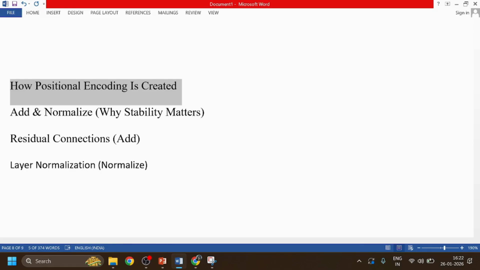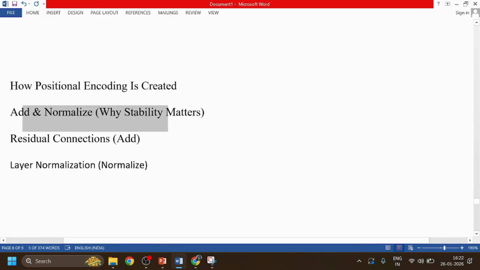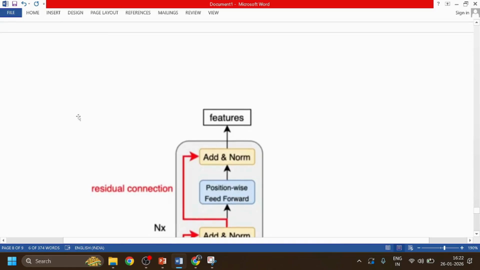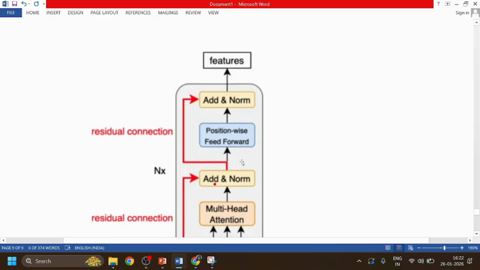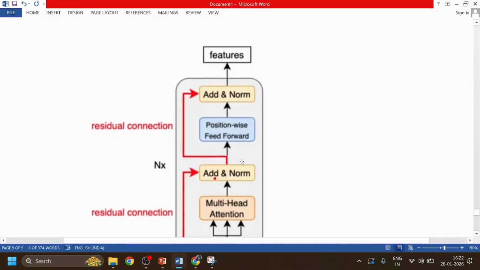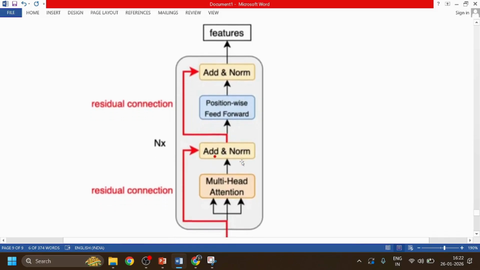Now we can see add and normalization, this one add and normalization, this one add and normalization. Now comes a very important concept, stability. Deep models are hard to train. So the add and normalize layer helps the model train properly.